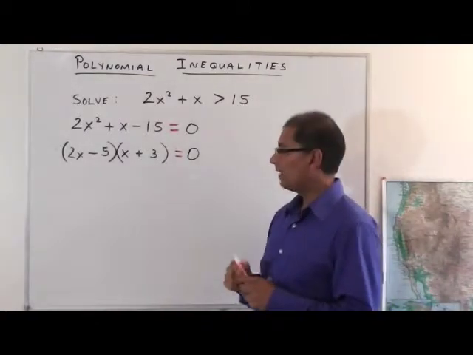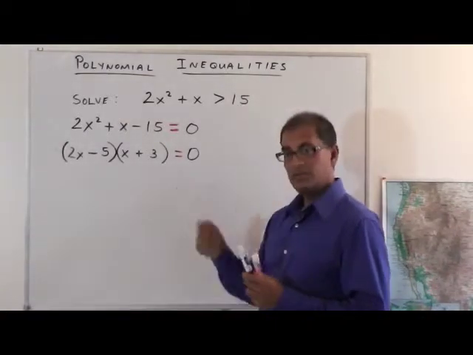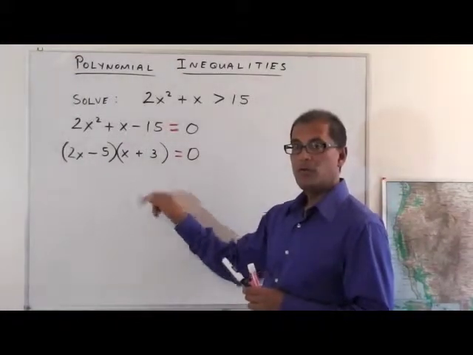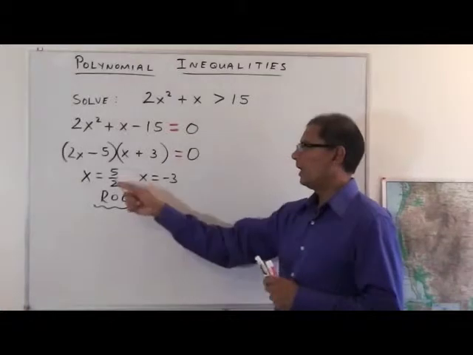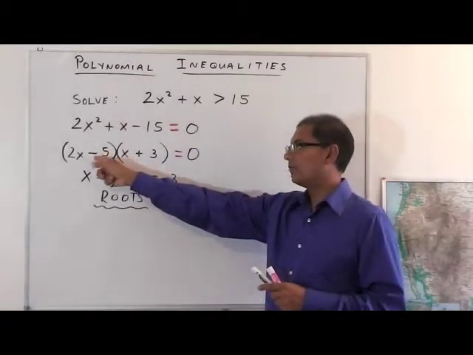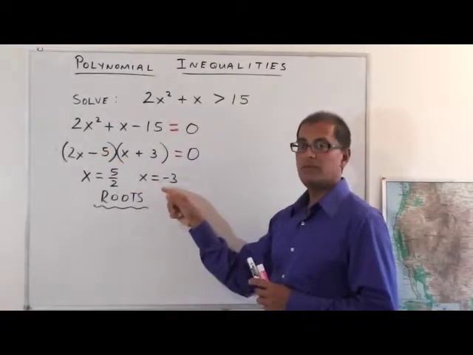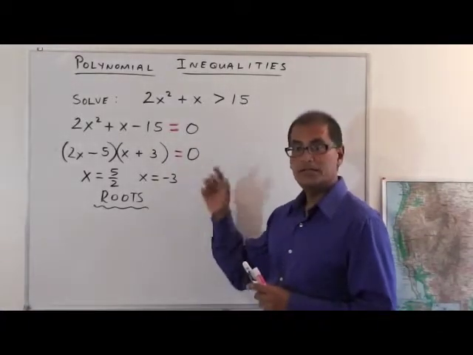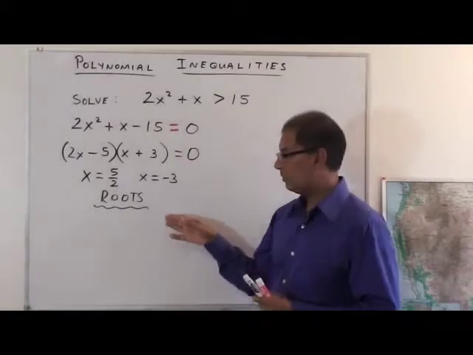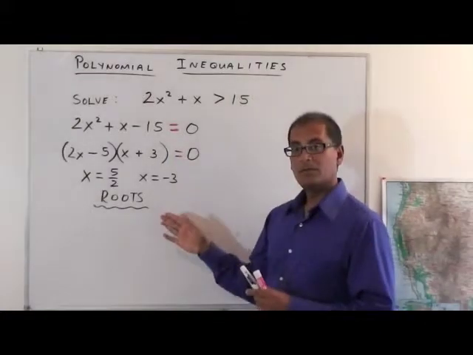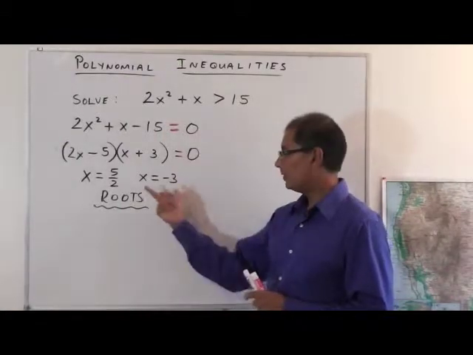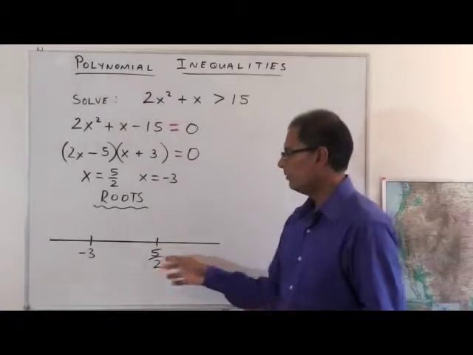And so what you find is the solution to this equation is, if you set each of these equal to 0, you end up with x equals 5 halves from this factor, and x equals negative 3 from this factor. And those are what we call the roots of this polynomial inequality. So these are the roots. That's not the answer, but those divide up the number line. So we draw a number line and put these two roots on the number line. And so here we have our roots on the number line.